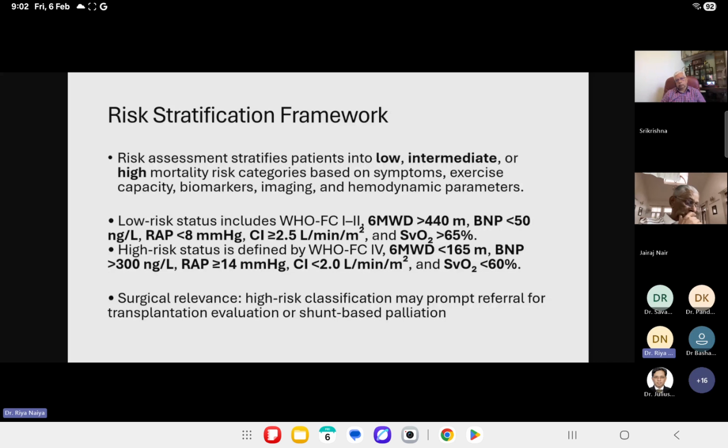Normally, the distance is between 400 to 700. More than 440 is considered normal. If the patient is able to do less than 320, they are considered at risk for intolerance, and less than 165 is considered severe disease.